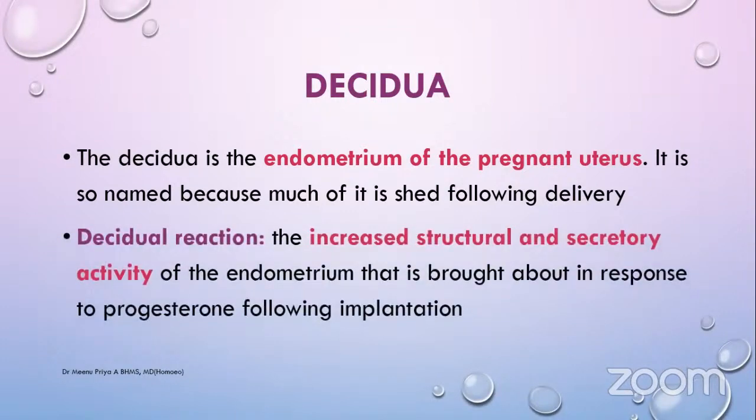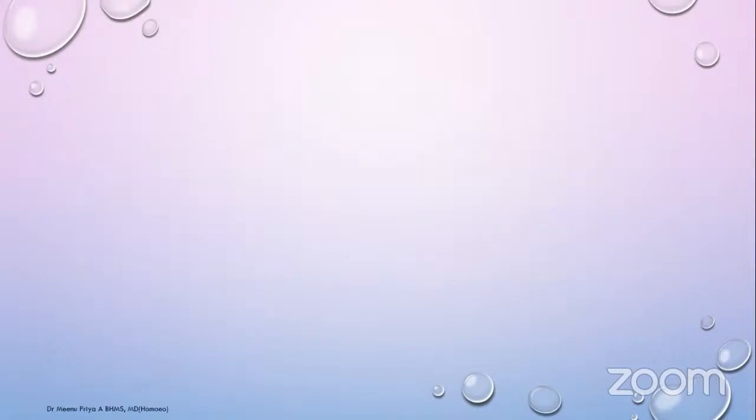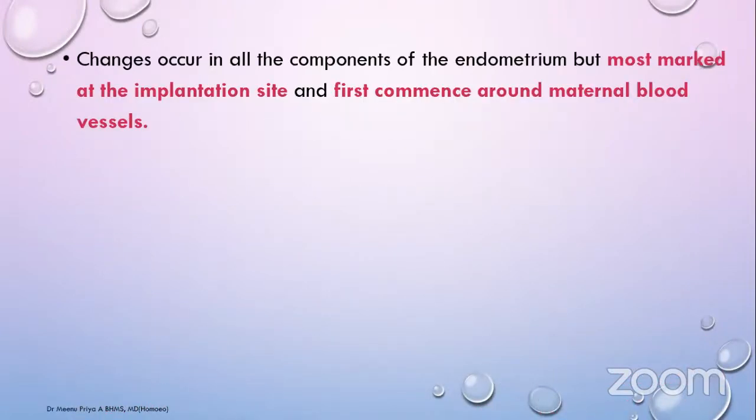Decidual reaction is the increased structural and secretory activity of the endometrium that is brought about in response to progesterone following implantation. So for the maintenance of pregnancy, the endometrium has to undergo a lot of physiological, secretory, and structural changes, and the hormone that maintains the pregnancy is progesterone. So the reaction of the endometrium to progesterone is called the decidual reaction. Changes occur in all components of the endometrium, but are most marked at the implantation site. So this can be a question: the most marked change in the decidua after implantation is at which site? It is the implantation site.